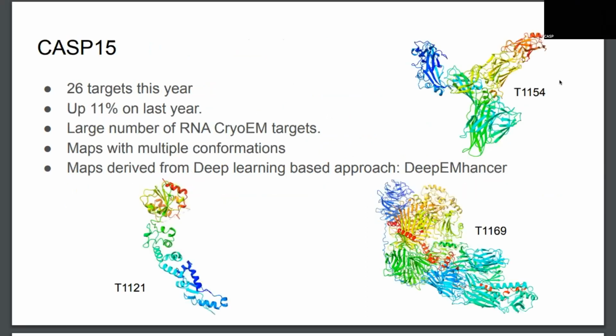In CASP15 this year, there's 26 CryoEM targets. This is up 11% from last year. And a large number of these CryoEM targets are from RNA. We also have maps with multiple conformations. This is something that's kind of unique to CryoEM. When we do the image analysis, we can sometimes separate molecules in different states. And this is another really exciting aspect of the technology.